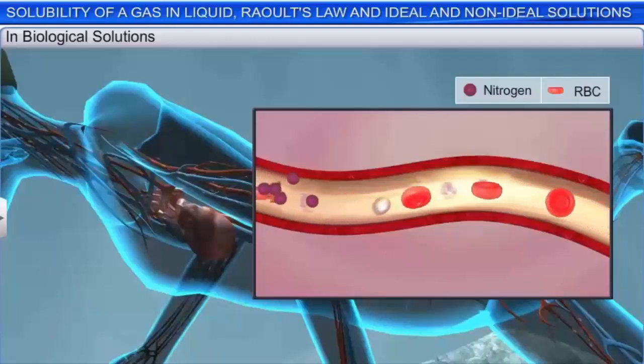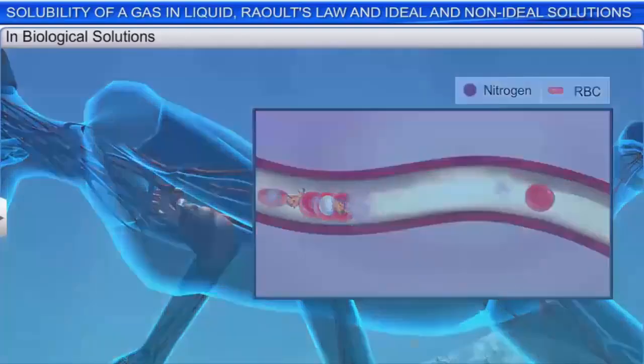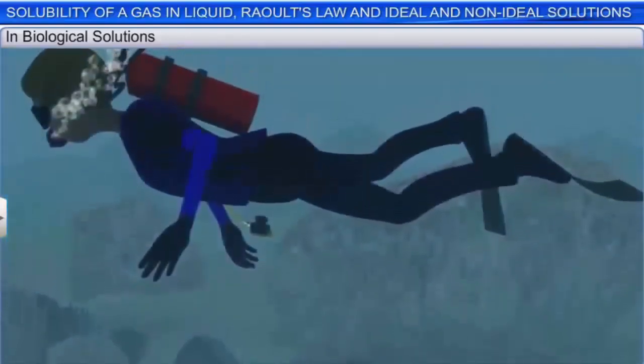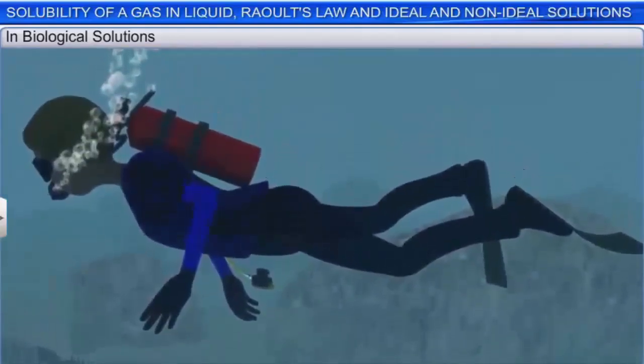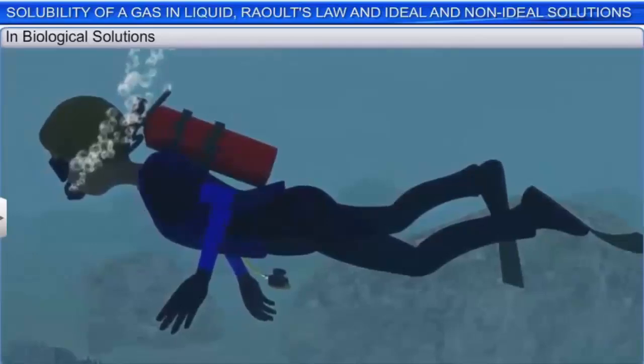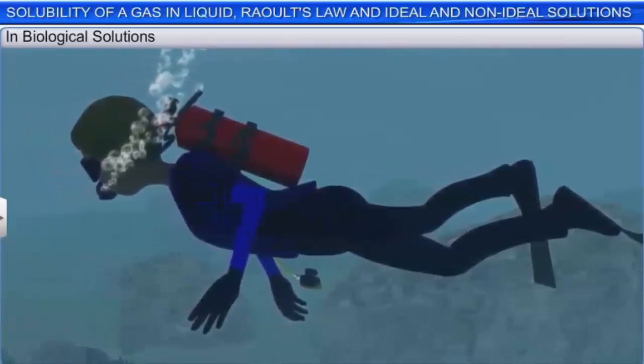These bubbles are dangerous as they can plug small arteries and cause serious damage by stopping the flow of blood to a particular organ. Divers may experience this potentially painful and lethal condition called the bends if they do not ascend to the surface slowly, allowing themselves time to adjust to the lower pressure at the surface.